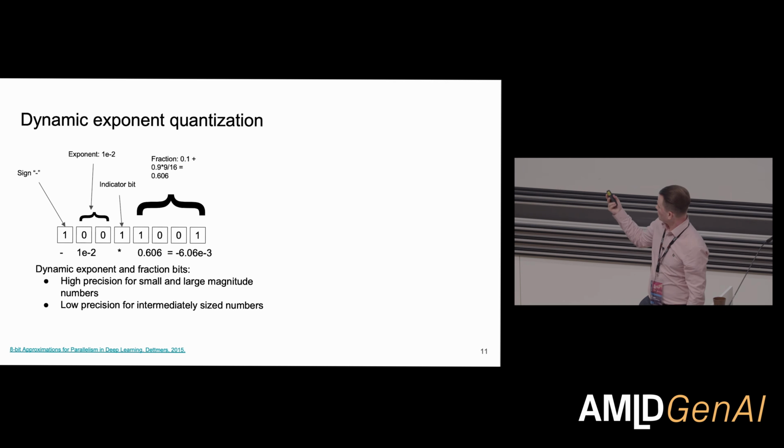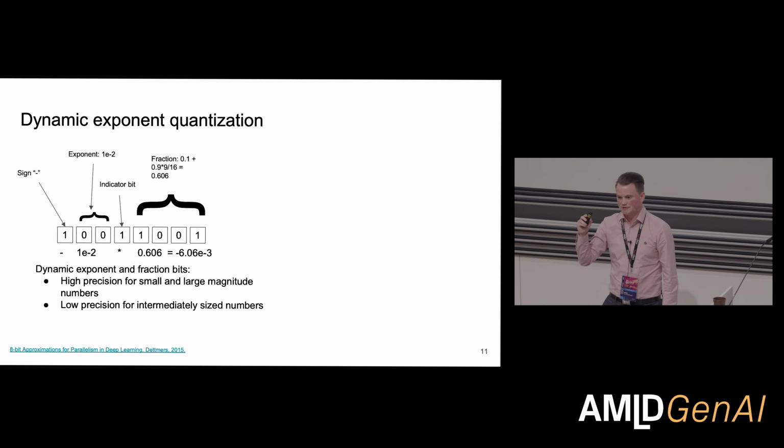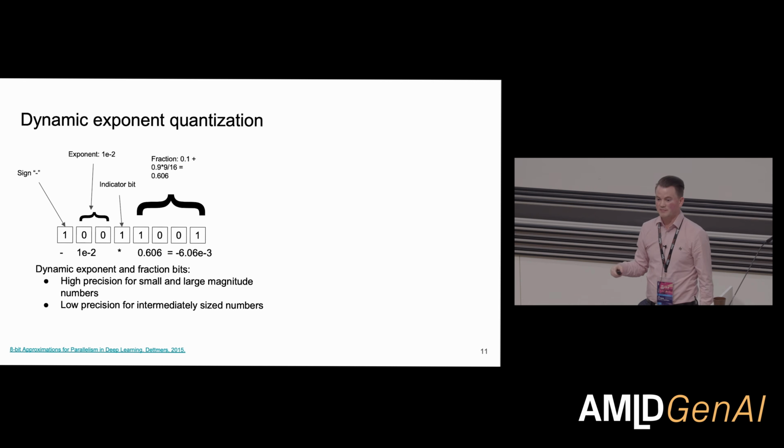What I invented is a data type that has a dynamic exponent. How it works is, it's an 8-bit data type, so we have 8 bits. The first bit is a sign for negative or positive. And then the first 0 bits indicate the exponent of 10 to the number of zeros that you have. And then the next bit is a 1. This is just an indicator bit that indicates that all following bits are bits for the fraction.